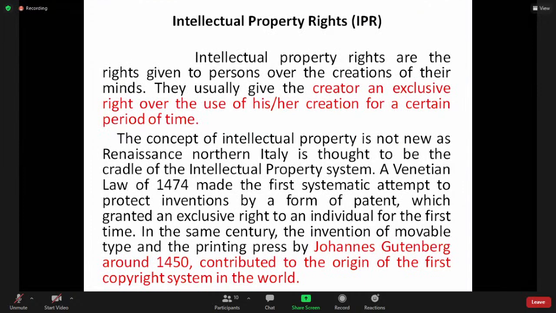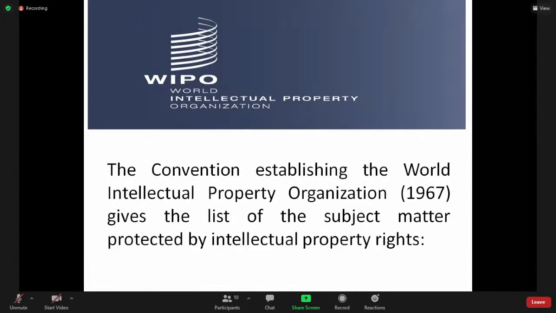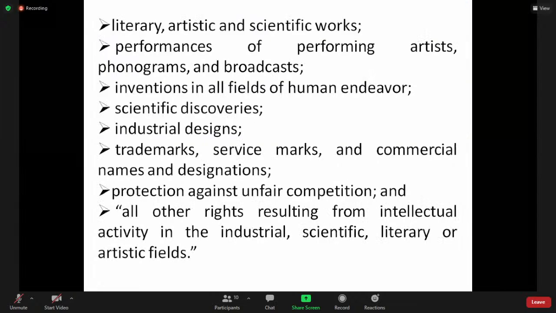All these intellectual properties are under the control of an organization known as the World Intellectual Property Organization, commonly known as WIPO. WIPO has given the various topics on which intellectual property can be done. These are literary, artistic or scientific works, performances and performing arts, phonograms and broadcasts, inventions in all fields of human endeavor, scientific discoveries, industrial designs, trademarks, service marks, commercial names and designations, and protection against unfair competition.